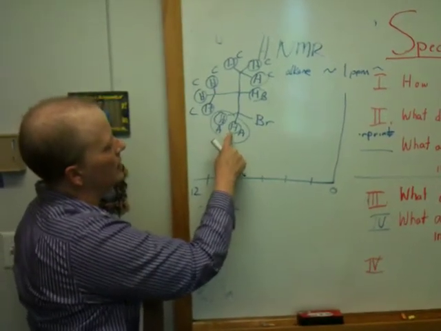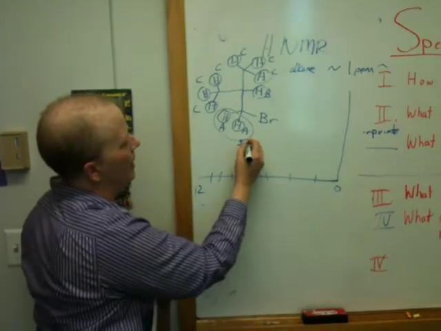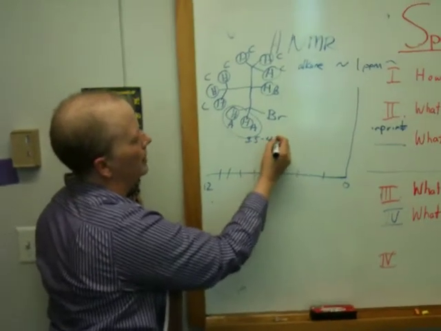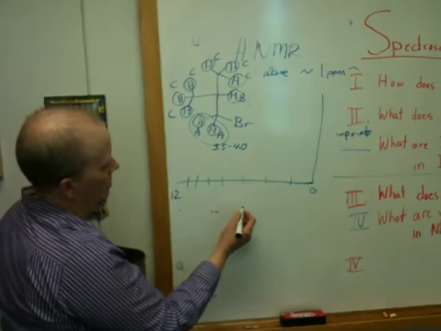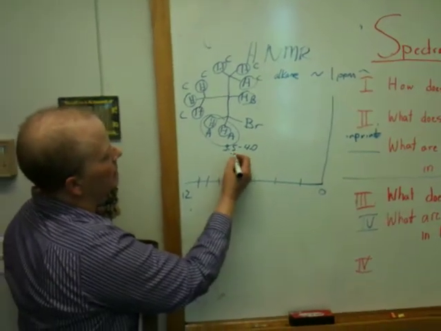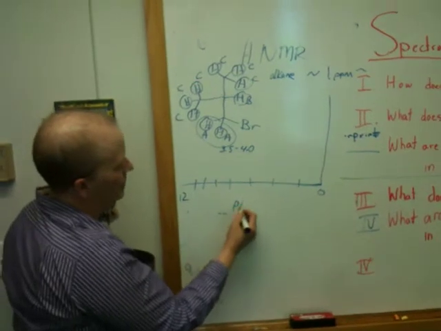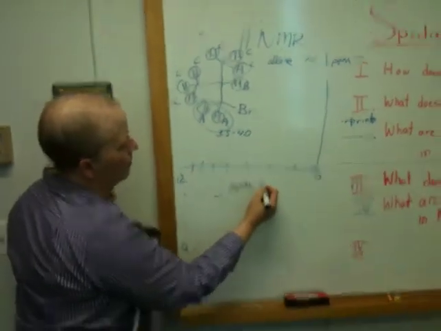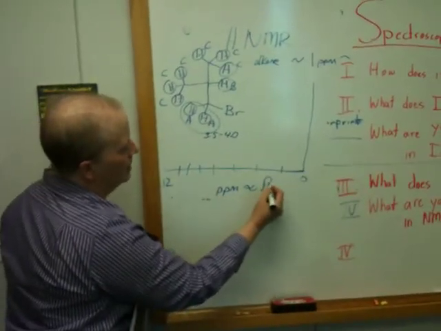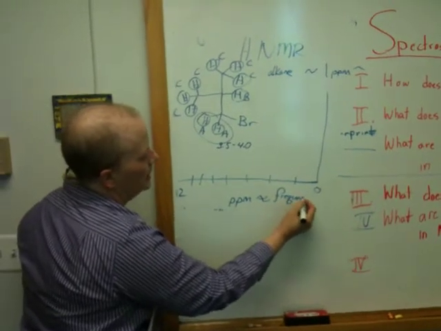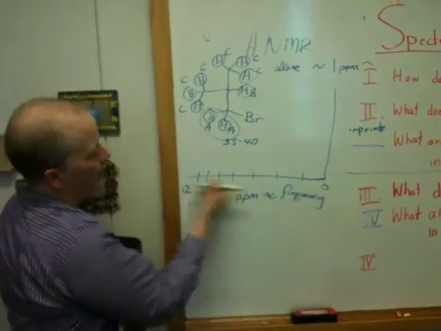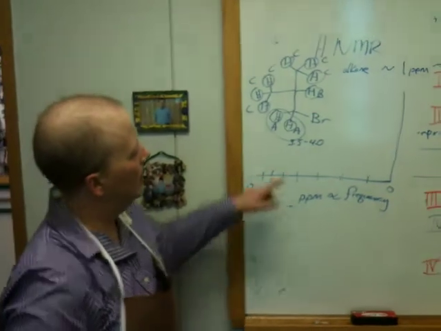So these hydrogens are going to be at about 3.5 to 4 parts per million. How are we with time right now? 5 minutes. Okay, good. So this is 3.5 to 4 parts per million. And by the way, ppm, these are parts per million here, are proportional to frequency. So this means it's the opposite of IR. When you're going in this direction, the frequency is going up.